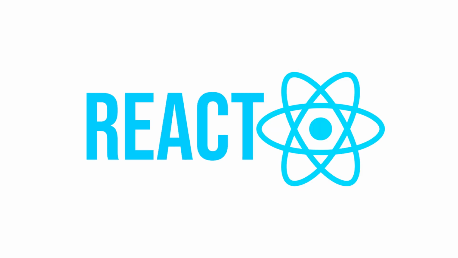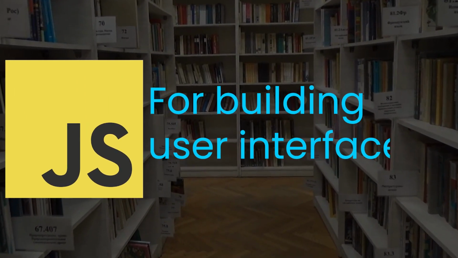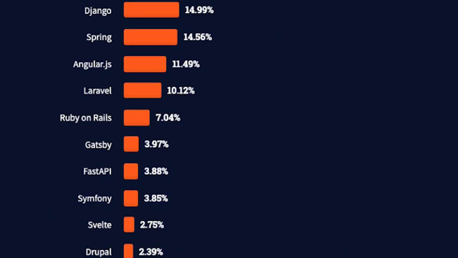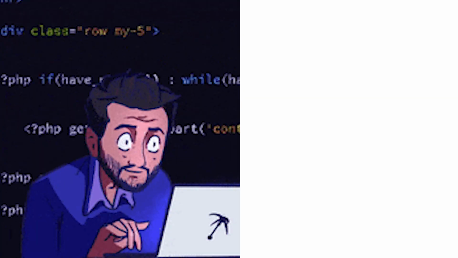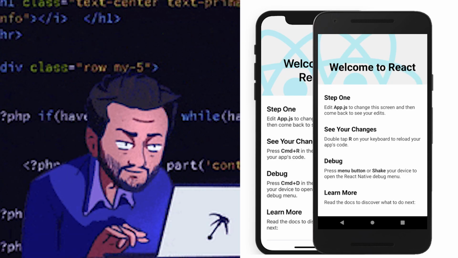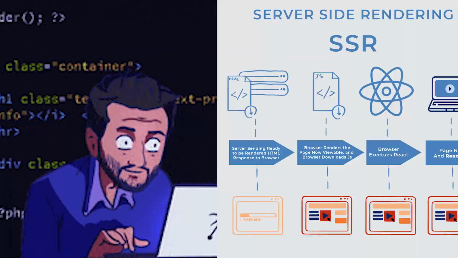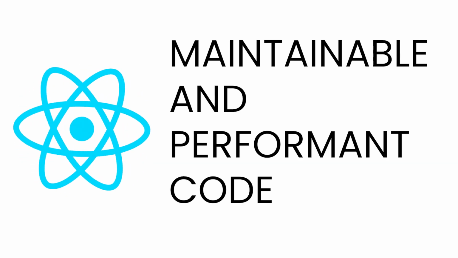What is React? React is a JavaScript library for building user interfaces. It's developed by Facebook in 2013 and currently it's the most popular library for building a UI. Using React, you can build single-page, mobile, or server-rendered applications. React allows you to write maintainable and performant code by using the concept of components.